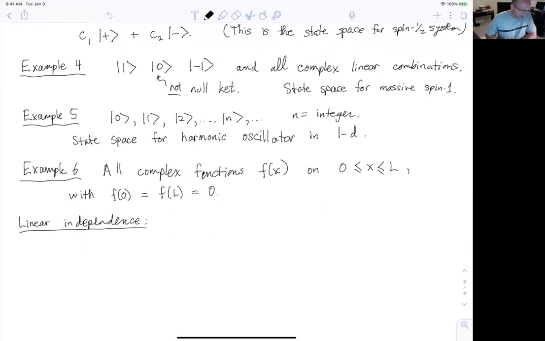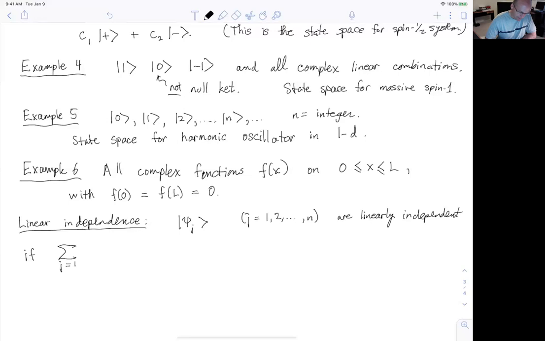So let's say you have a set of vectors. I'm going to call them psi, with a subscript j that's labeling them, so j can be 1, 2, up to some integer n. These are defined to be linearly independent if the following is true: if you take their sum, weighted by some complex coefficients that I'm going to call c sub j, okay, that's a ket for sure, if that's equal to the null ket, which I'm just writing as zero, then that requires all of the coefficients to be zero.